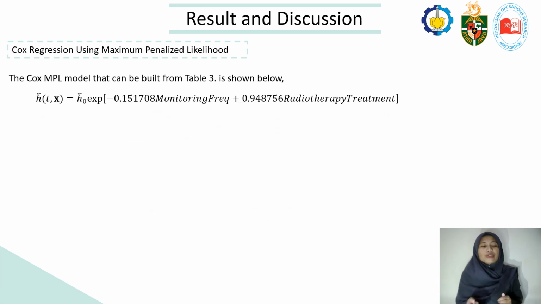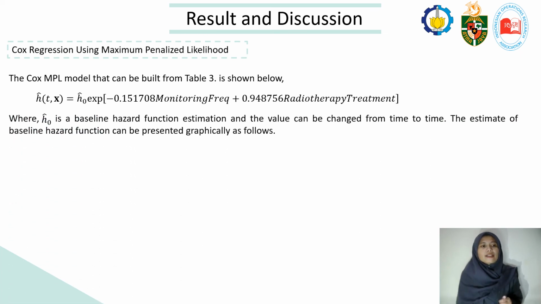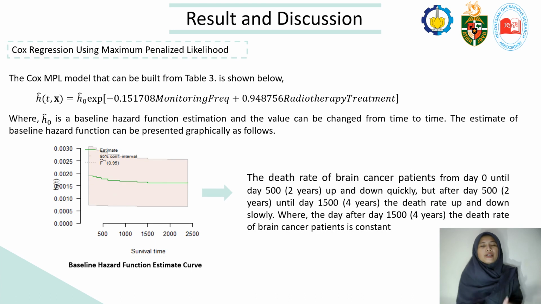From table 3, we get the model of Cox regression. Here is the Cox regression model, where h0 is the baseline hazard function estimation and its value can change from time to time. The estimate of the baseline hazard function can be presented graphically as follows. Here is the baseline hazard function estimate curve.